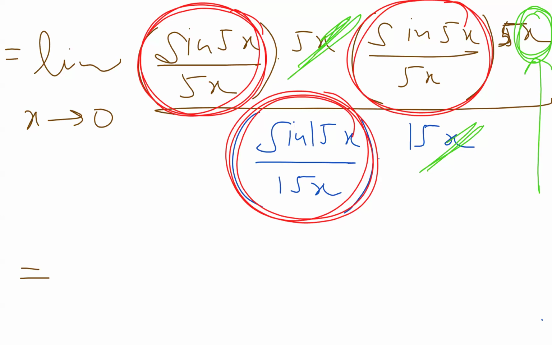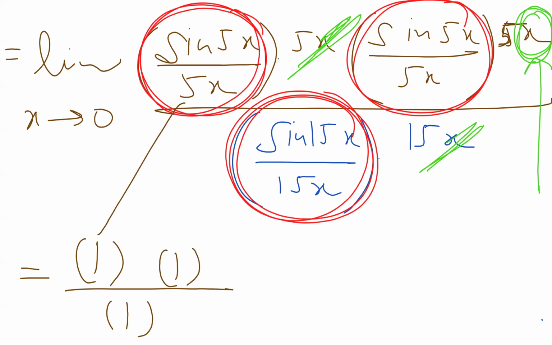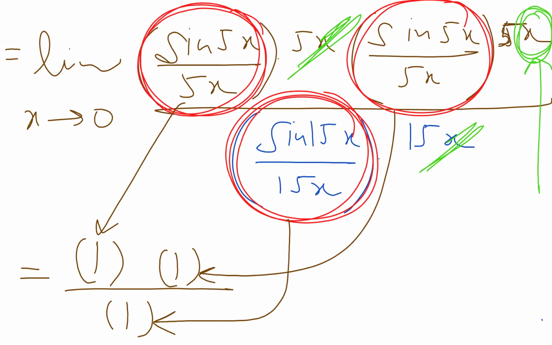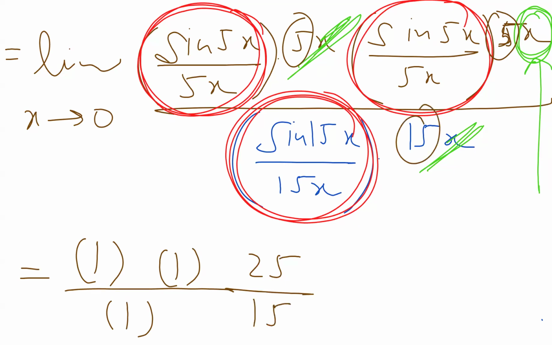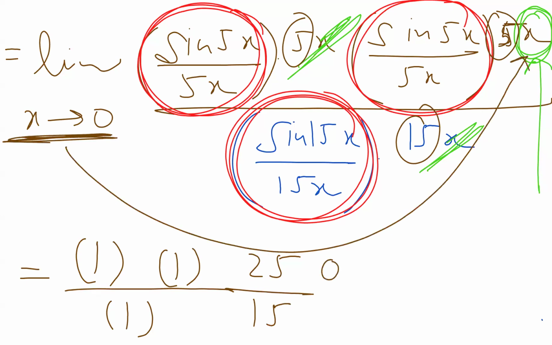So see, these are the three ones. 1, 1, and 1. Then 5 into this 5 is 25. This 15 is over here. Now this x is approaching 0, so you put 0 over here. So the answer is 0.